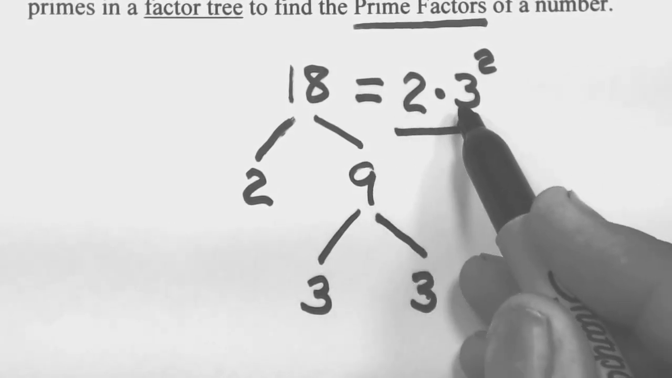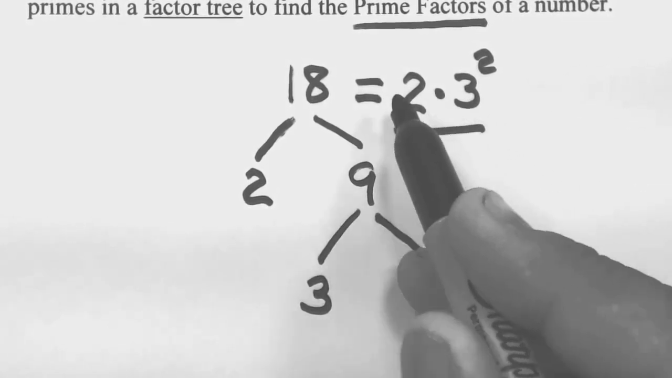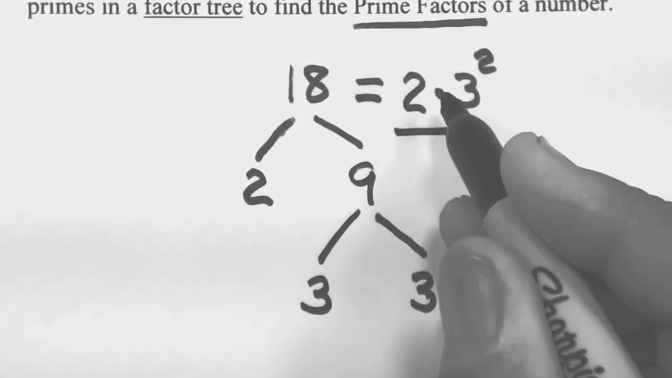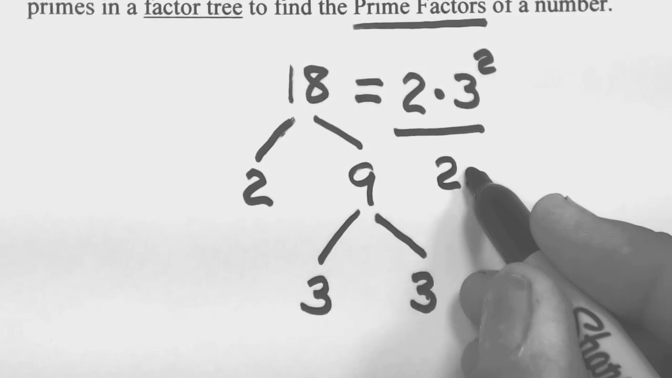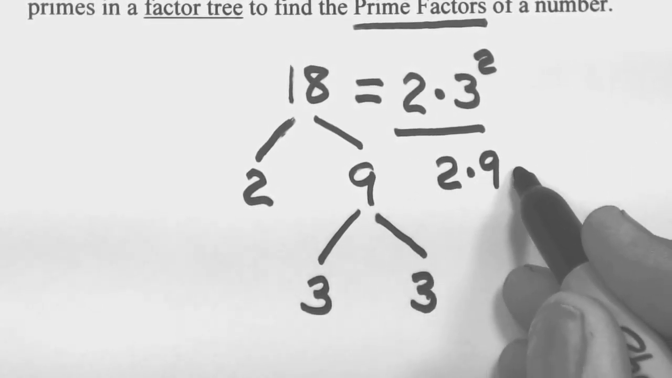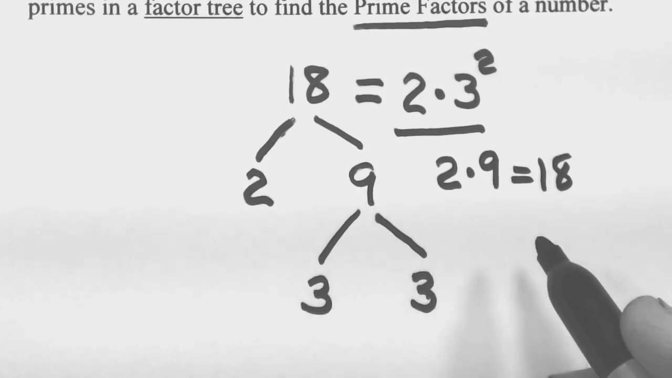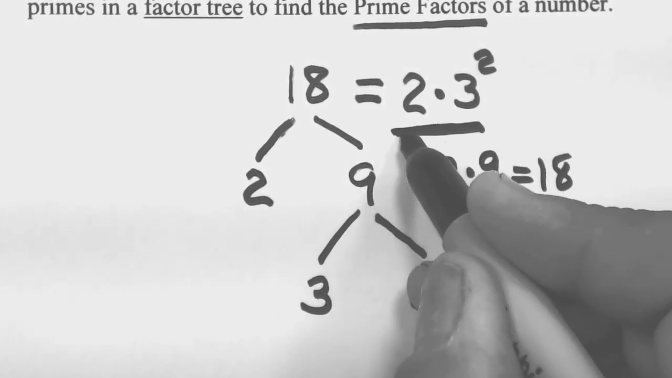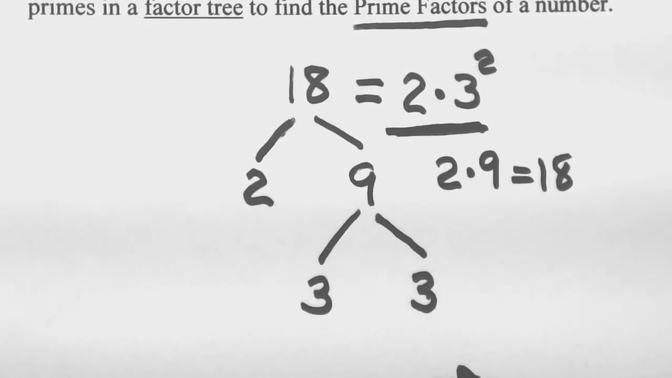And of course, we want to double check this to make sure that it multiplies back to 18. Well, to check it, the 2 is just 2, but the 3 squared would officially be 9, and 2 times 9 does indeed equal 18. So we see that this is indeed our correct prime factorization.